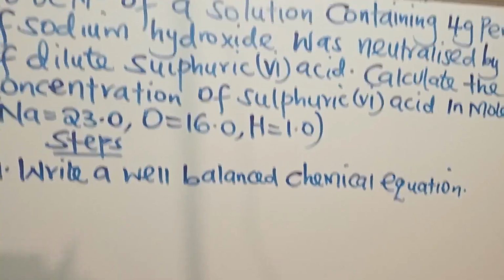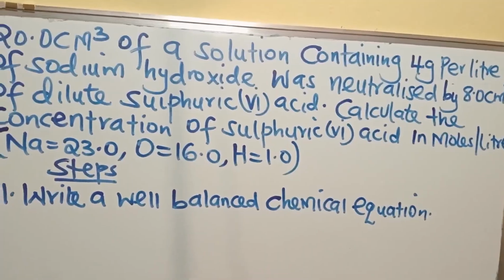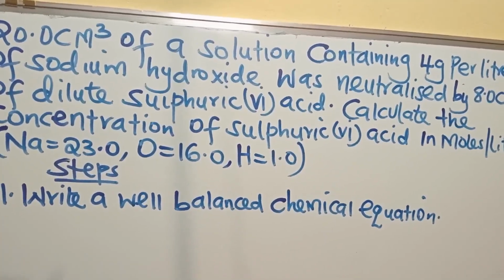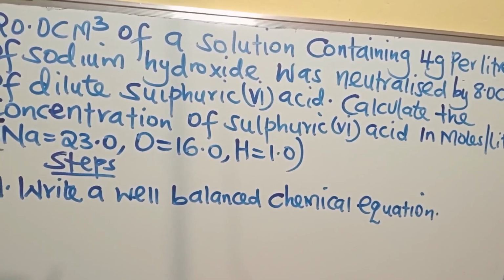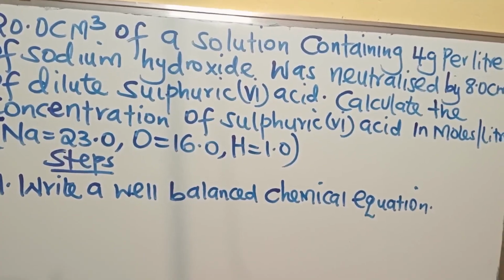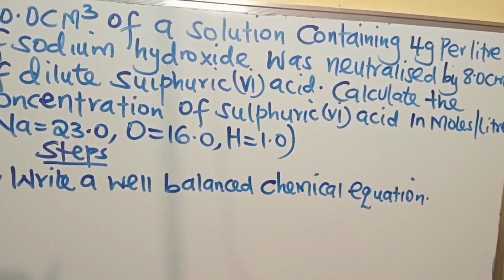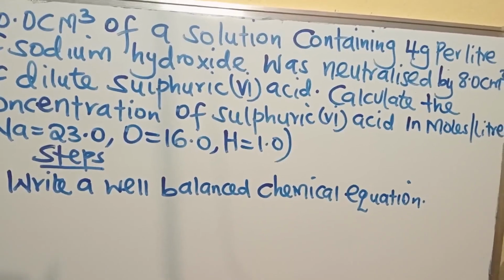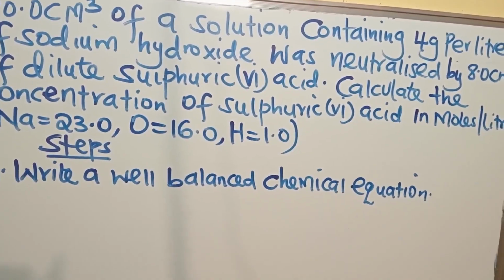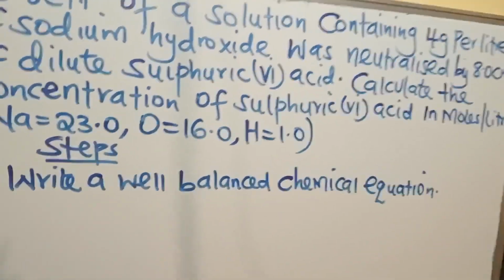So we begin. From our question, we have 2 substances that are reacting. One of them is sodium hydroxide and the second one is sulfuric acid. The question also has given us a clue that it is a neutralization reaction. A neutralization reaction is that reaction where an acid and a base react, and the products are always salt and water. So let us begin.